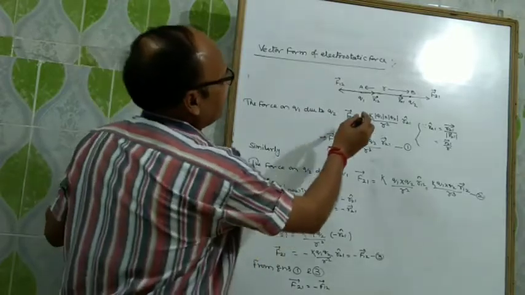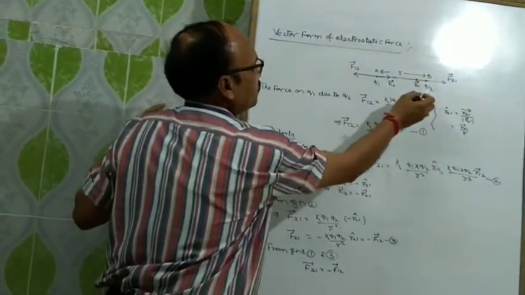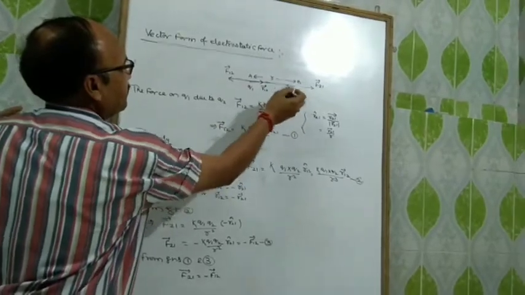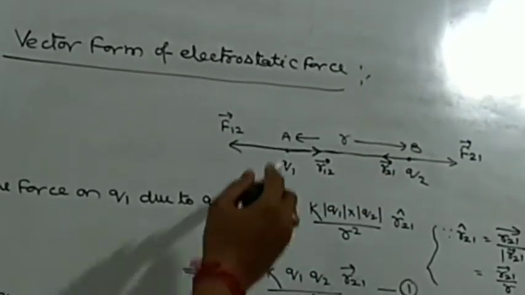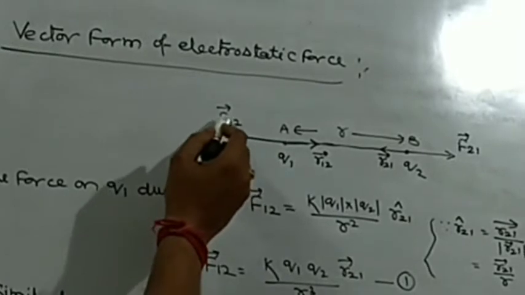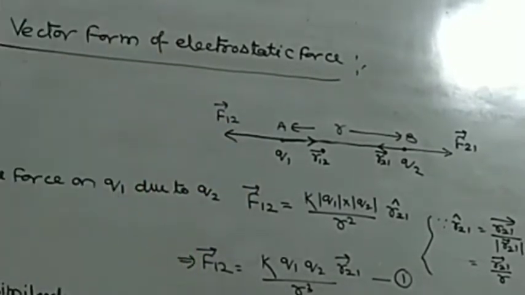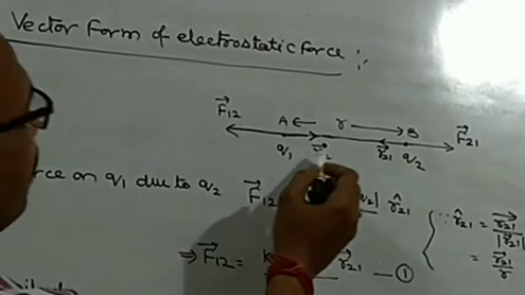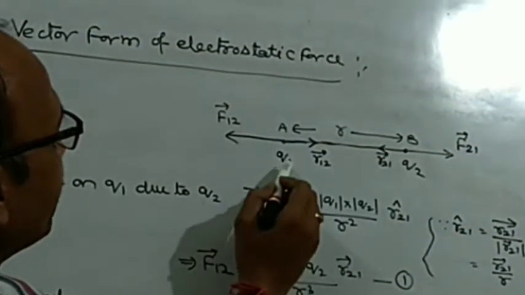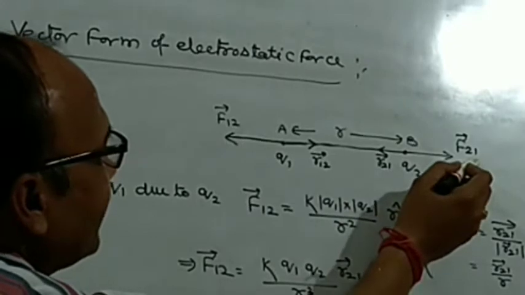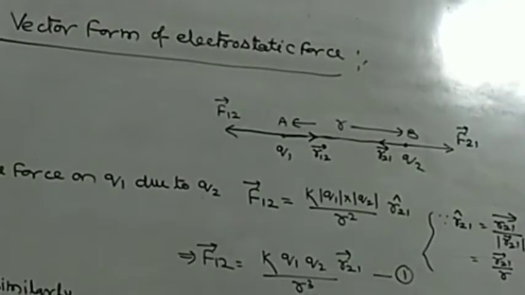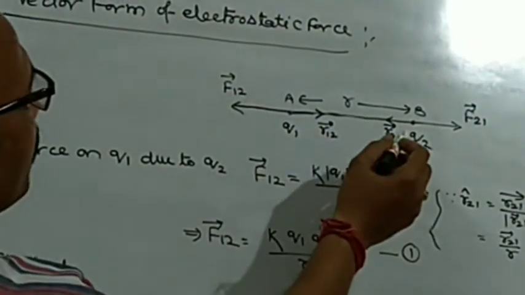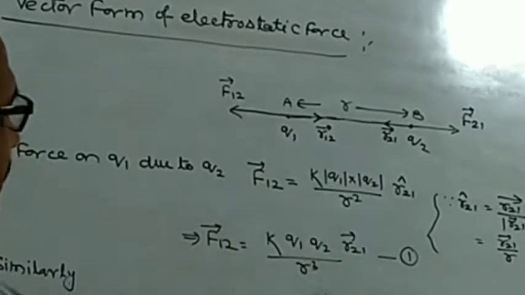So in this case we are taking 2-point charges Q1 and Q2 which are at rest at points A and B. We know that if we want to find out the force on Q1 due to Q2, this force will be along this line, and this force is denoted by F12. And if you want to find out the force on Q2 due to Q1, this force will be along the right side, and this force is denoted by F21.